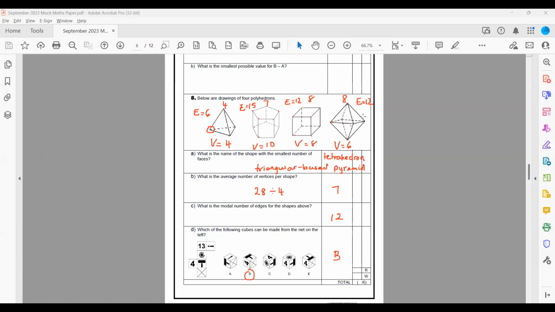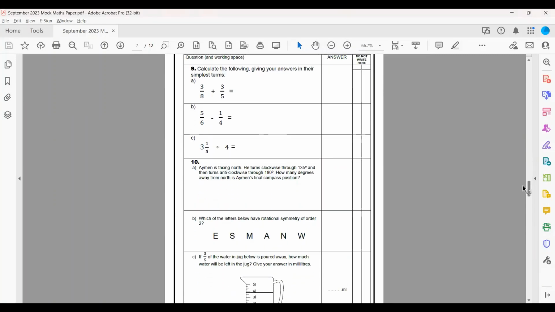Okay, coming down now to question nine. Here we have fraction calculations. So here you've been asked to calculate the following, giving the answers in their simplest terms. Now, watch out for this. If they specify simplest terms, it must be given in simplest terms. If they don't, you won't have to. Now, for the last couple of years, they haven't been looking for simplest terms, but it is something they could introduce to check how accurately you're reading the question. So just watch out for that. If they ask for it in simplest terms, it must be given in simplest terms.